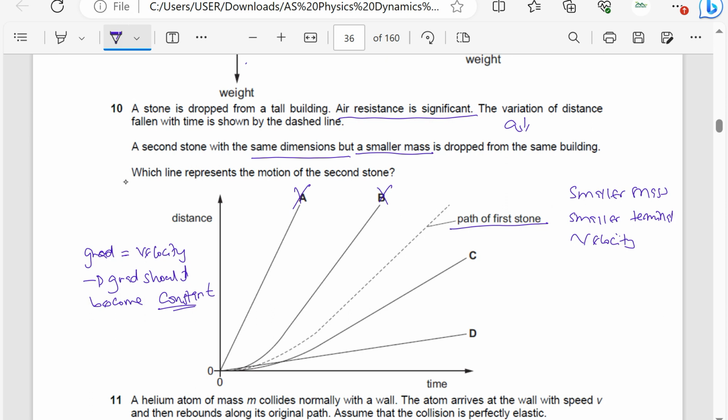Now what makes D wrong is that D is a straight line throughout, which means the velocity is constant throughout, which means there was completely no acceleration. So the answer is C, because initially the gradient increases, but with time the gradient becomes constant. That means the velocity increases to a constant value where the acceleration decreases to become zero. So the answer is C. We have reached terminal velocity.